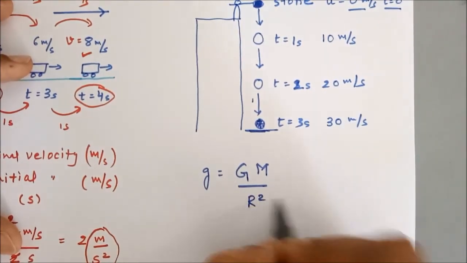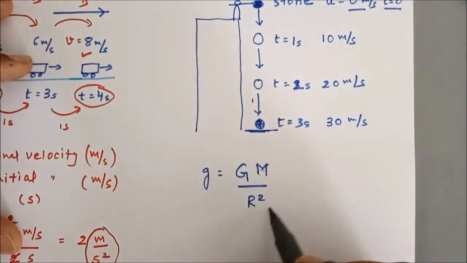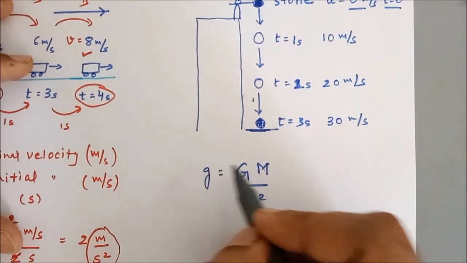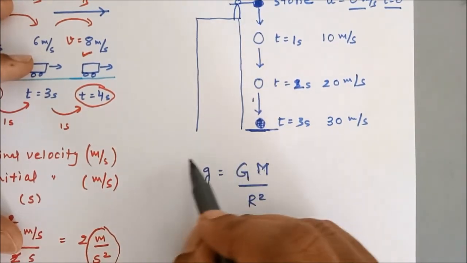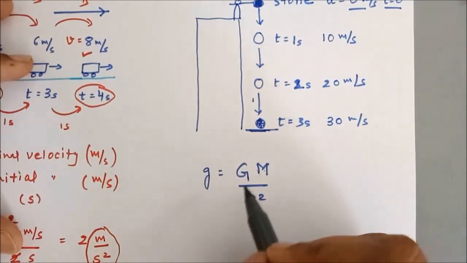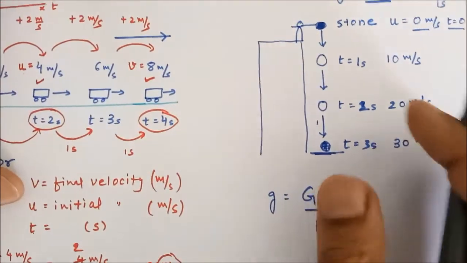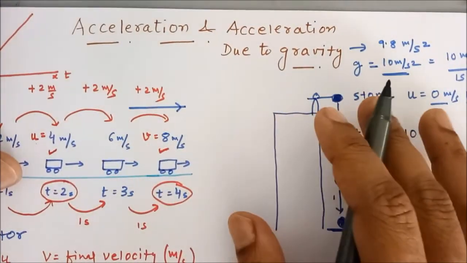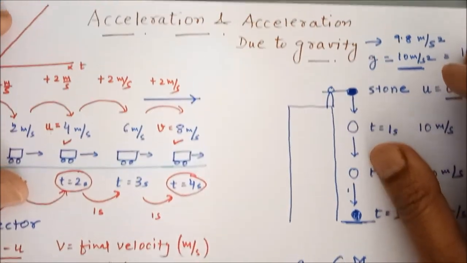Now, this acceleration due to gravity comes from the formula GM upon r square. Here M is the mass of the earth, r is the radius of the earth, and G is the universal constant of gravitation. You will probably learn about these things in grade 9 and grade 11. So we have discussed acceleration in a nutshell, and hopefully you have enjoyed my explanation as well.